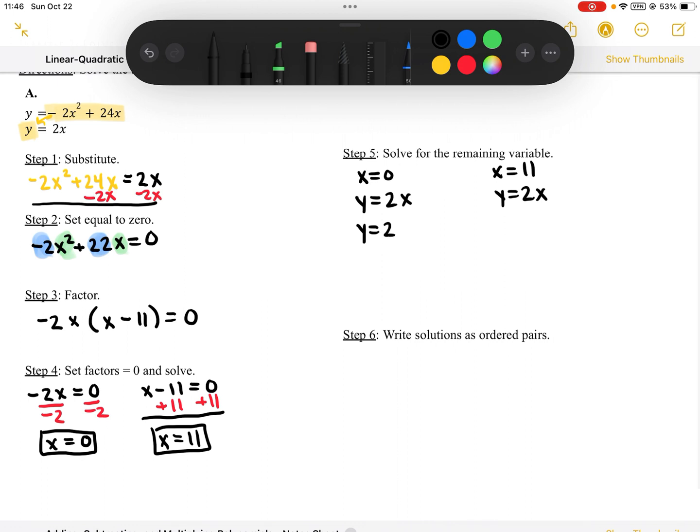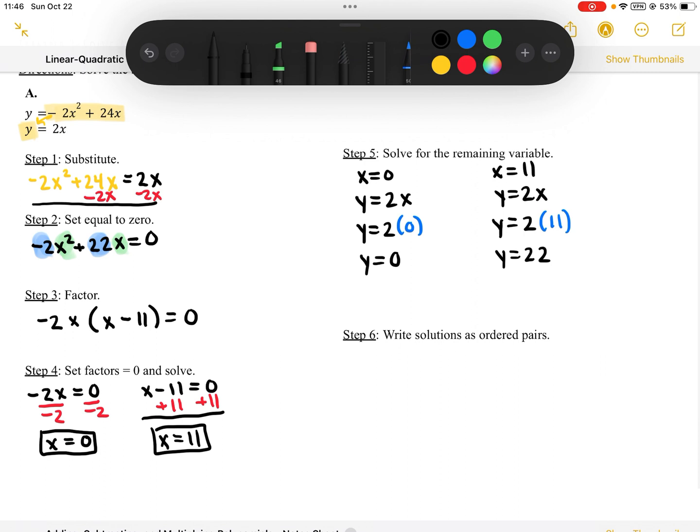So first equation, I'm going to have y equals 2 times 0. And 2 times 0 equals 0. Second equation, substituting in 11. So I'm going to have 2 times 11. And 2 times 11 equals 22.